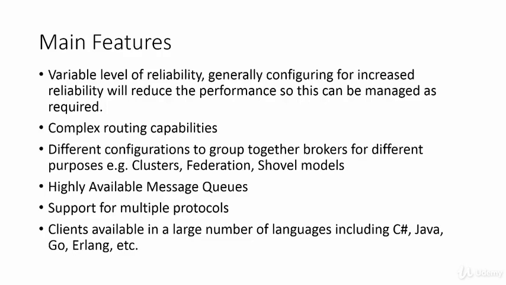As you know, nowadays redundancy and availability are very important in enterprise solutions, and RabbitMQ also allows for highly available message queues. It also supports multiple protocols, including AMQP, STOMP, and MQTT. Clients for RabbitMQ are available in a large number of languages, including C#, Java, Go, Erlang, Elm, and many more. So this allows RabbitMQ to be used in clients written in many different programming languages.